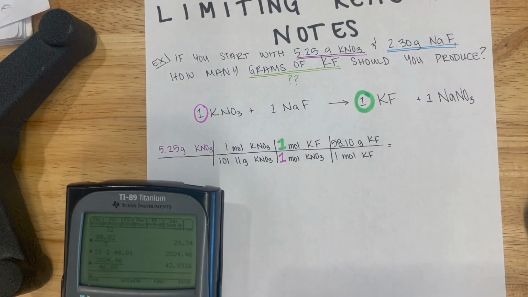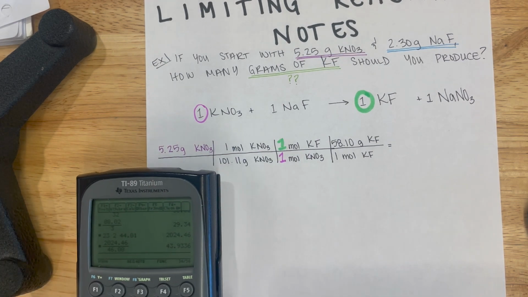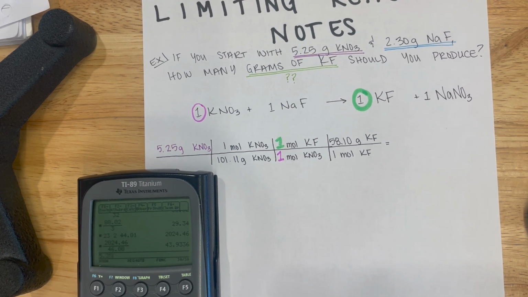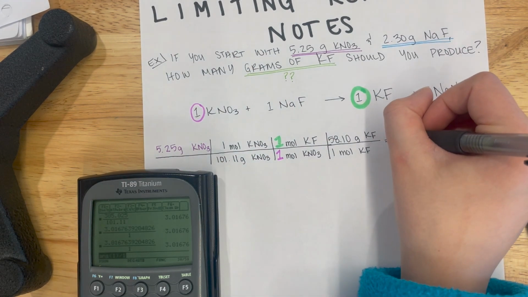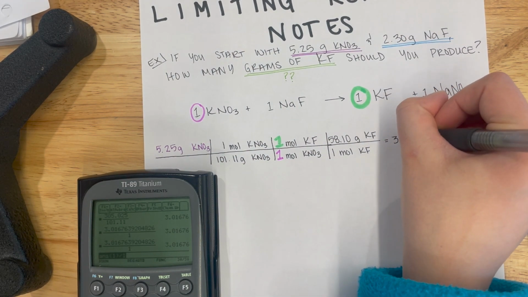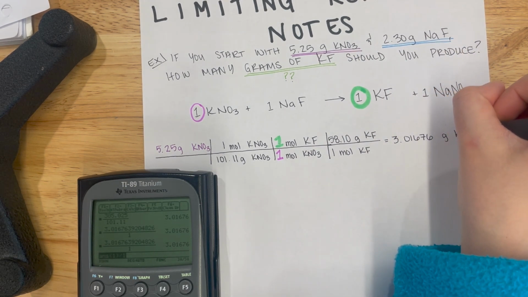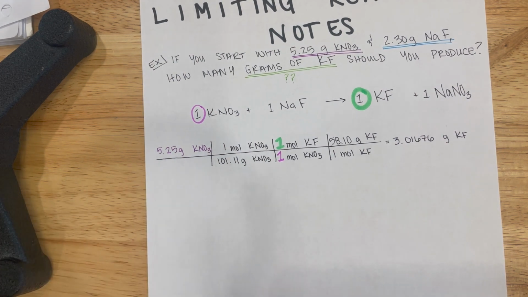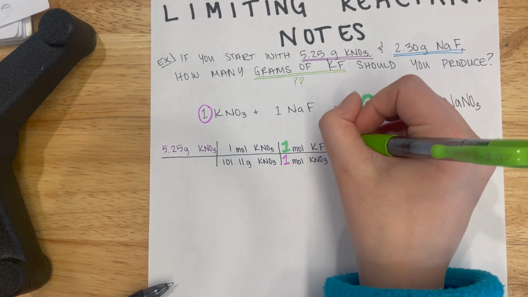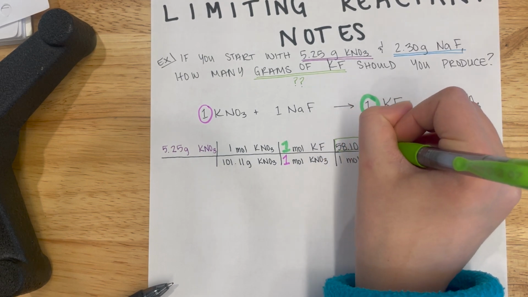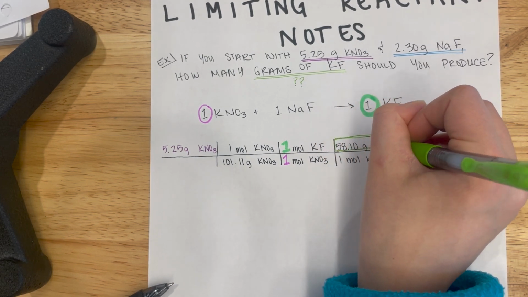And now we're going to do some math. We're going to remember that we multiply across the top and divide by what's on the bottom. So we do 5.25 times 1 times 1 times 58.10, and we divide that by 101.11 and 1 and 1. And we should get 3.01676 grams of KF. We reached our final desired unit, the grams of KF like it asked us for in the problem.